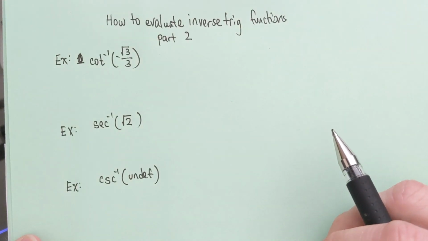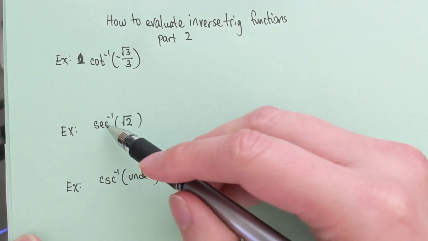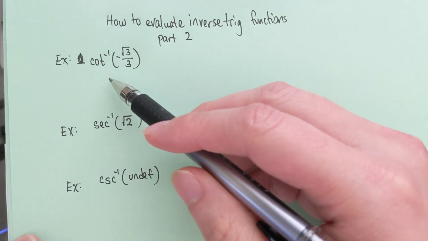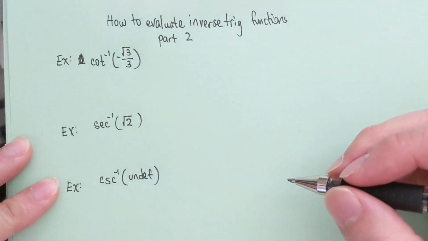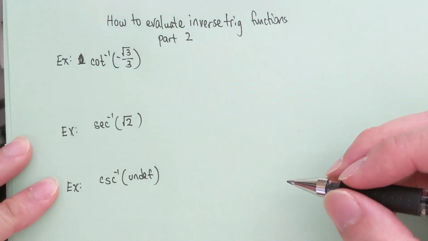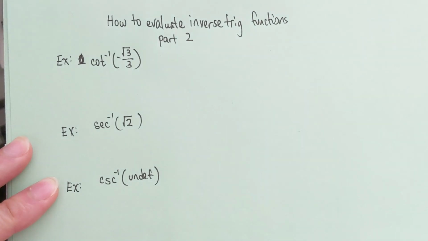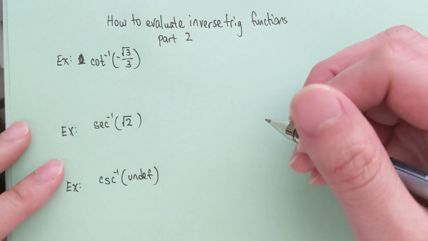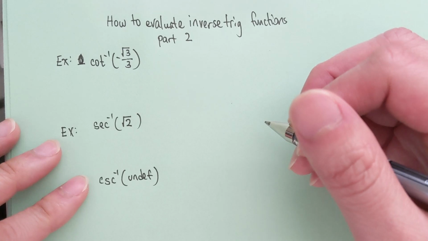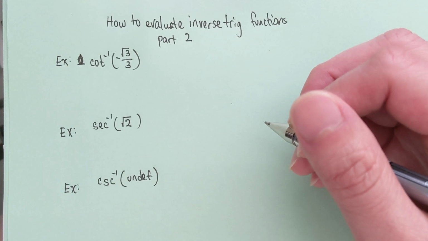Today, we are going to talk about how to evaluate inverse trig functions, specifically for secant, cosecant, and cotangent. We'll start with arccotangent of negative square root of 3 over 3. In the last video, I showed you how to evaluate arcsine, arccosine, and arctangent. So with this, I would like you to convert it to an arctangent. These are related to arctangent.